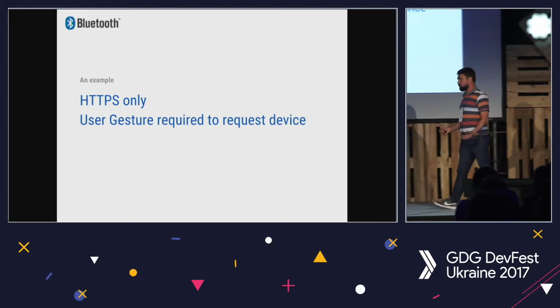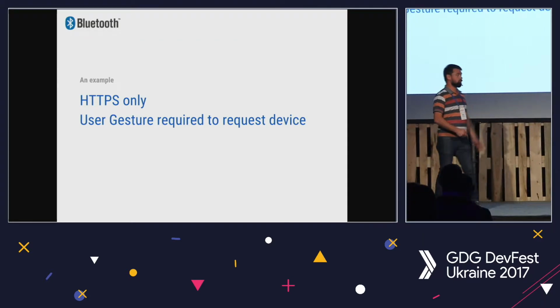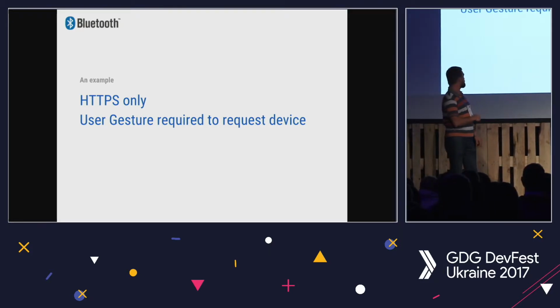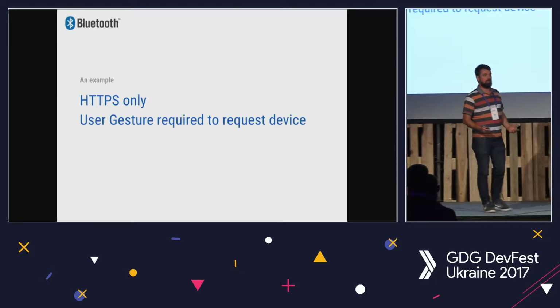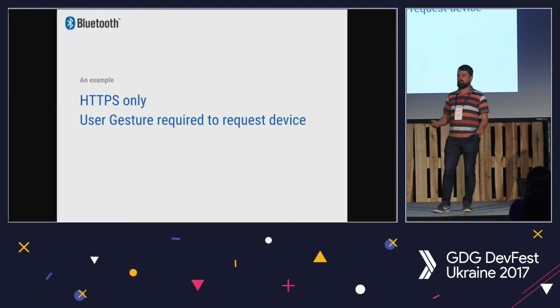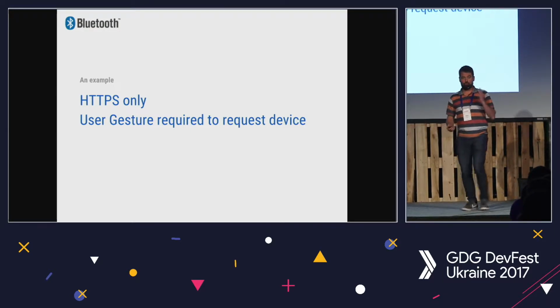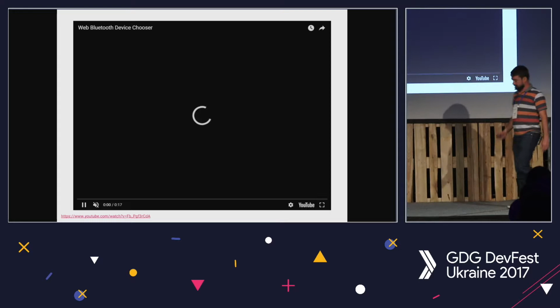Bluetooth, because it's one of these scary things, requires you to have a safe connection. So it's secure HTTP. It also requires a user gesture. And the reason for that is that when you surf around the web, you don't want suddenly a web page to access devices around you without you knowing about it. So you need to press somewhere on the screen, for instance a button, and then could connect to the device. It works like this.